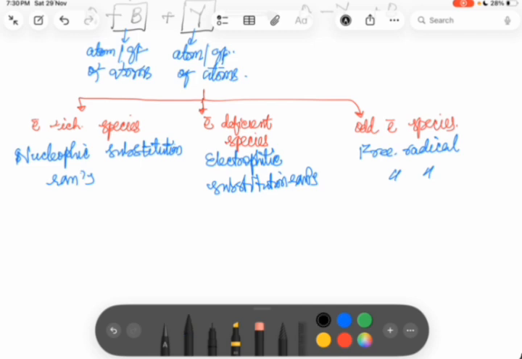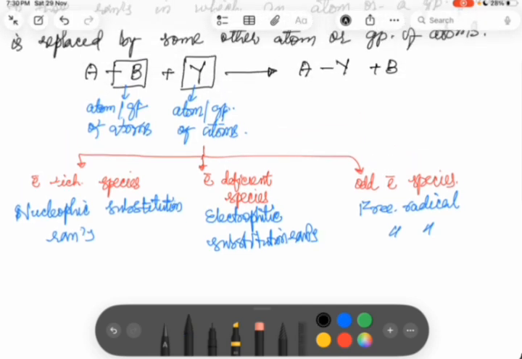That means, on the basis of nature of Y, these substitution reactions are classified as nucleophilic substitution reactions, electrophilic substitution reactions, and free radical substitution reactions. What happens in nucleophilic substitution reactions? An electron-rich species replaces an atom or a group of atoms in our reactant. In case of electrophilic substitution reactions, an electron-deficient species replaces an atom or a group of atoms in our reactant. Similarly, in free radical substitution reactions, an odd electron species replaces an atom or a group of atoms in our reactant.